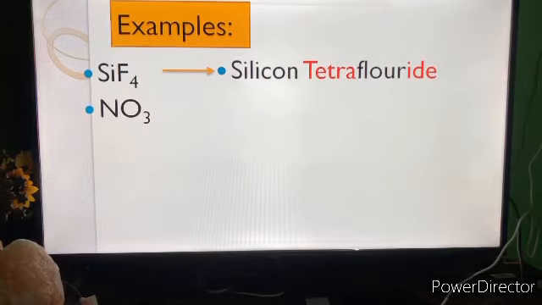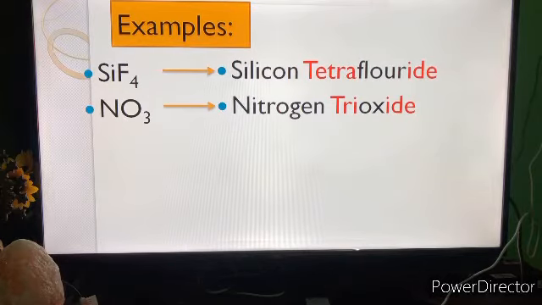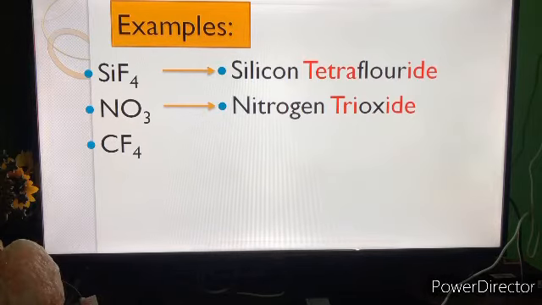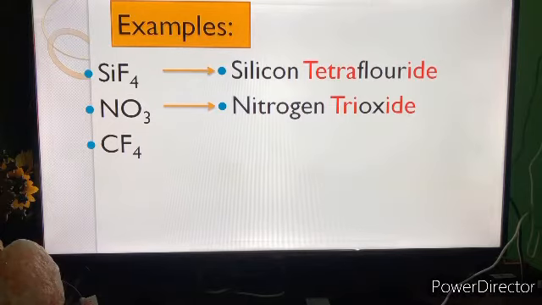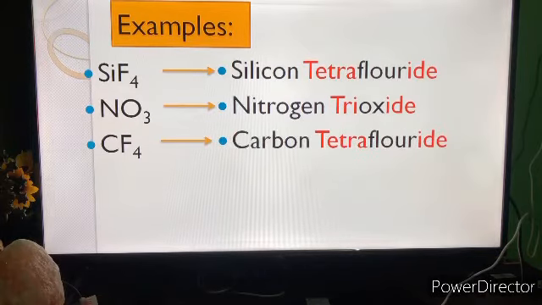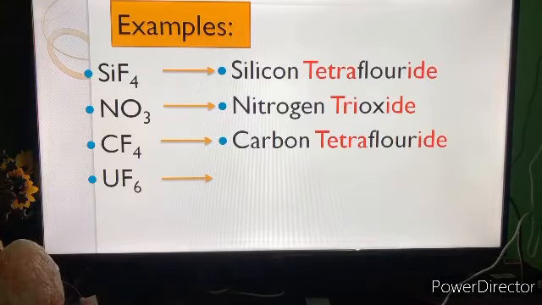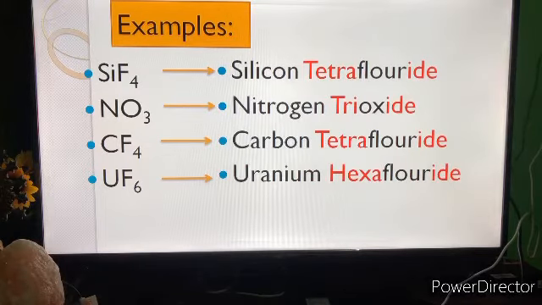Okay, second one, NO3. N is nitrogen and O is oxygen, but it is composed of 3 atoms. So 3 means trioxide, and NO3 is nitrogen trioxide. Okay, next one is CF4, C for carbon and F for fluorine. We have 4 atoms of fluorine, and the prefix we use is tetra, because tetra means 4, so it will be named carbon tetrafluoride. And then the fourth one is UF6. U means uranium and F means fluorine, but it is made up of 6 atoms, and the prefix for 6 is hexa, so it is named uranium hexafluoride.